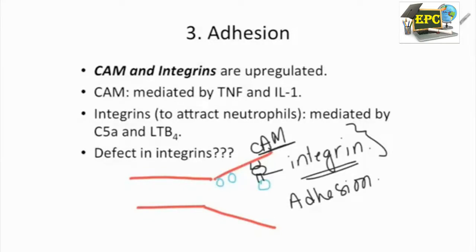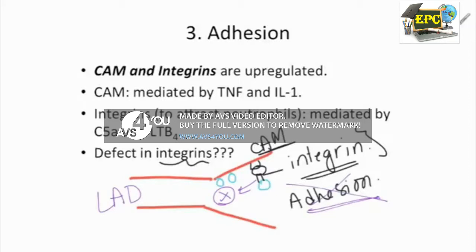Okay, so what happens if we have a defect in the integrins? You will basically have something called leukocyte adhesion deficiency. In leukocyte adhesion deficiency, there will be dysfunction of the integrins, and then there will be no adhesion of the neutrophils. One clinical symptom you can correlate to that is the delayed separation of the umbilical cord. In the normal situation, when you have the umbilical cord, there is apoptosis and necrosis of the tissue that will be followed by acute inflammation and neutrophils.